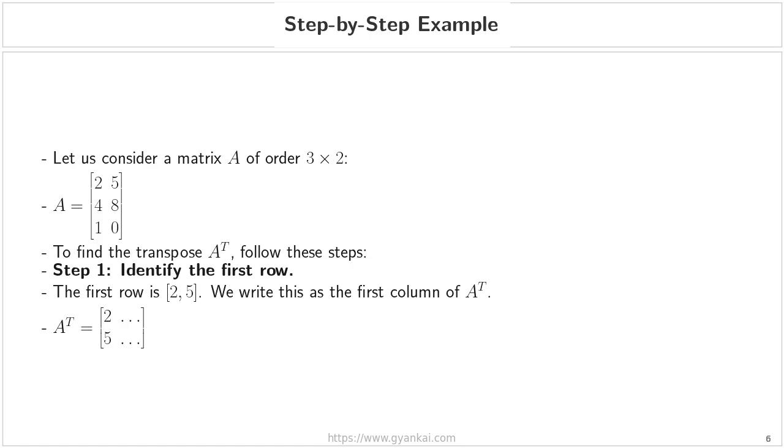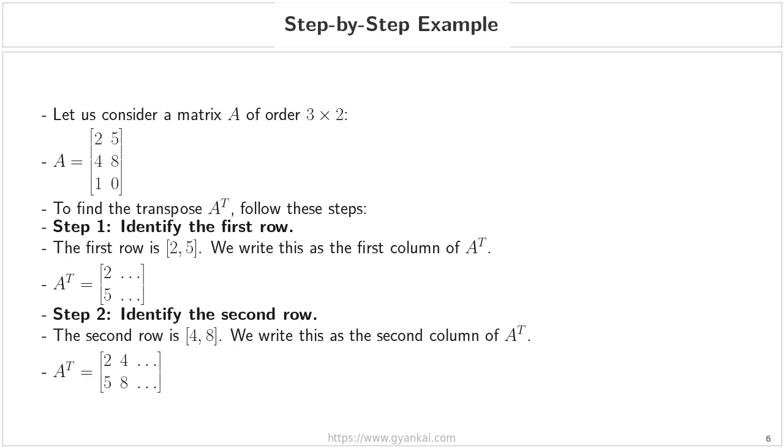The first row consists of the elements 2 and 5. According to the rule we discussed in the previous slides, this row will now become the first column of our transposed matrix. Therefore, we write 2 in the first row and 5 directly beneath it in the second row of the first column. Step 2.